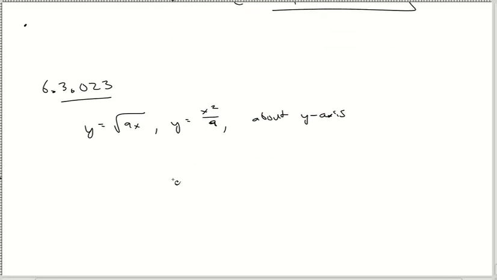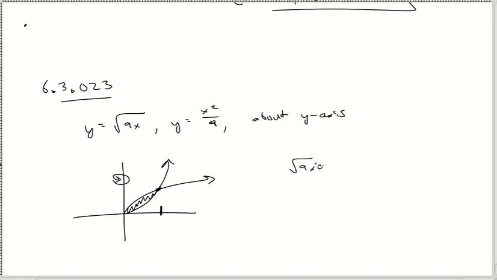Okay. I have no clue what's going on here, but I do know I could draw it. So I've got this square root, and it does something like that. I got a parabola, and it looks something like that. And I'm guessing they want this guy here and about the y-axis. Where are they colliding? Where are they intersecting one another? Well, I would have to solve. So let me go ahead and set them equal to one another.